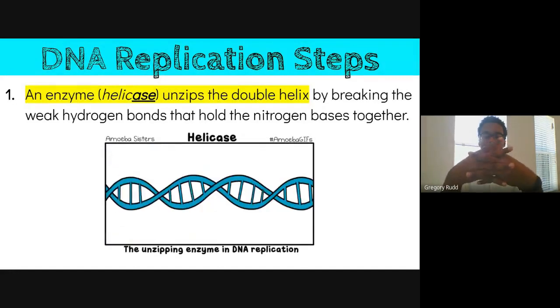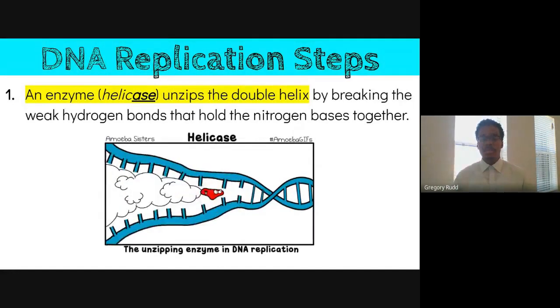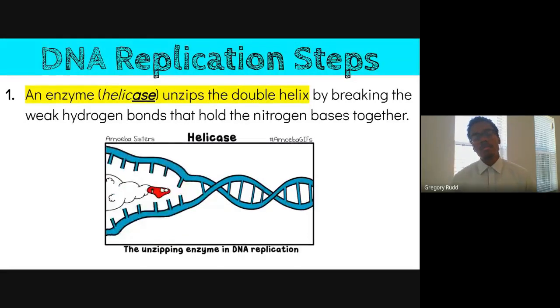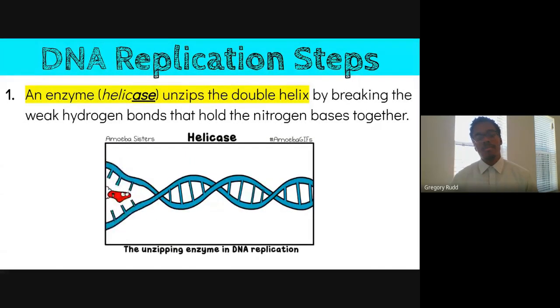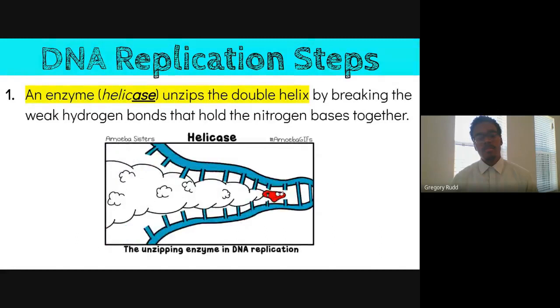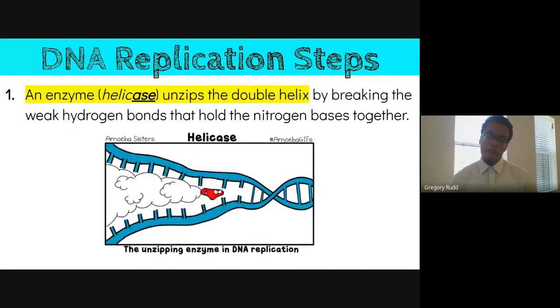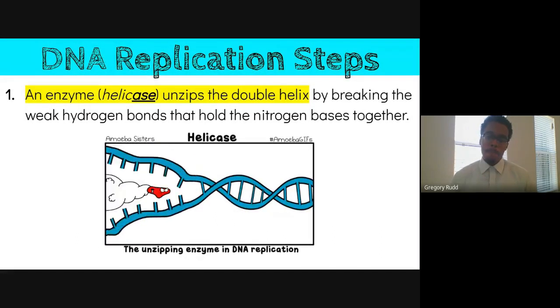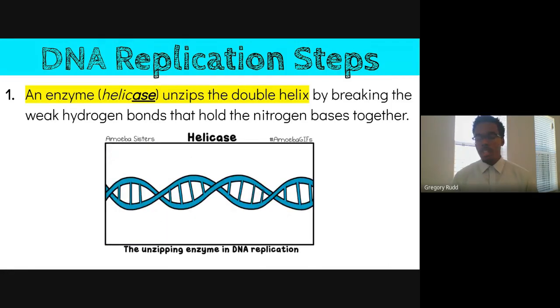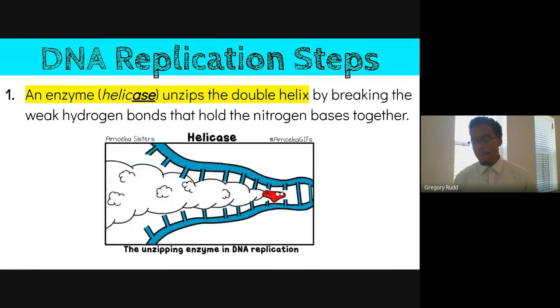Starts off like this. Now it's coming and being separated. And we can see in that animation pretty much what's happening.